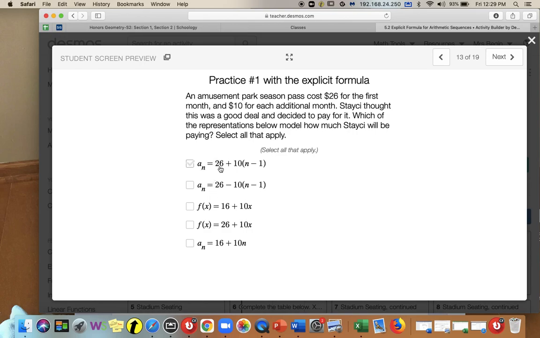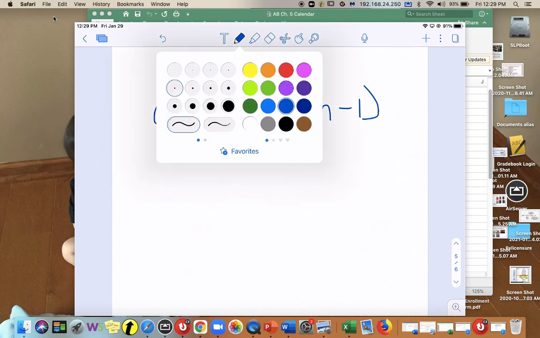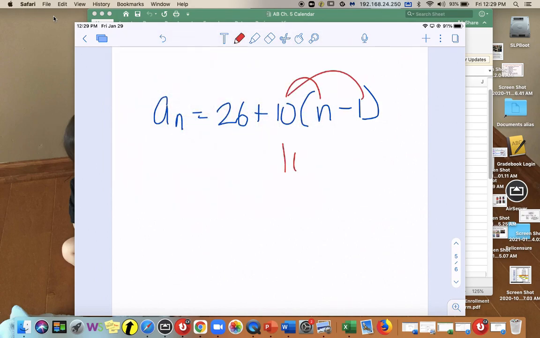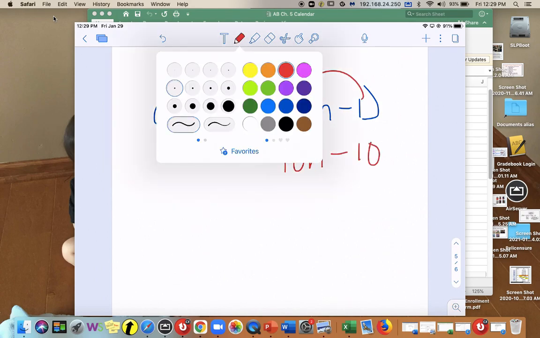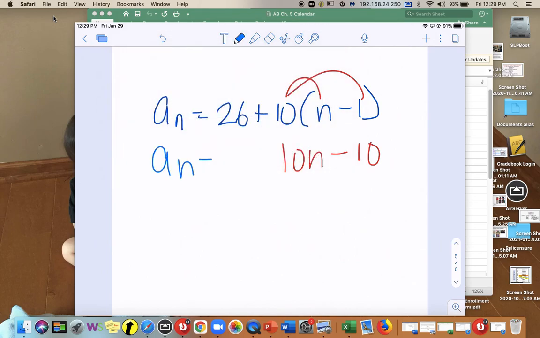So the first one, 26 is the starting value, and we're adding 10 every time, so that works. The second one doesn't because this is subtracting 10 every time. If we distribute, will we get any of these? So I'm going to write this down, and let's distribute like Muna did on the last problem and see if we get any of these same answers. Okay, so here's the distributing. We'll have 10n minus 10, and we'll add that to the 26.